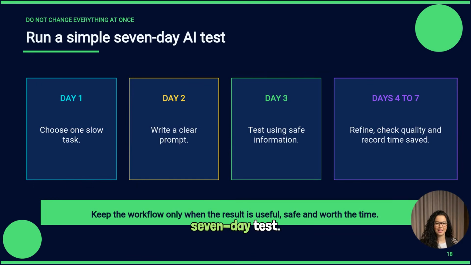Here is a simple 7-day test. On day 1, choose one slow workplace task. On day 2, write a clear prompt and define the result you need. On day 3, test the tool using safe information that does not include confidential data. From day 4 to day 7, refine the process, check the quality, record the time saved, and decide whether the workflow should continue. This turns AI adoption into evidence rather than excitement. Keep the process only when it improves the work.